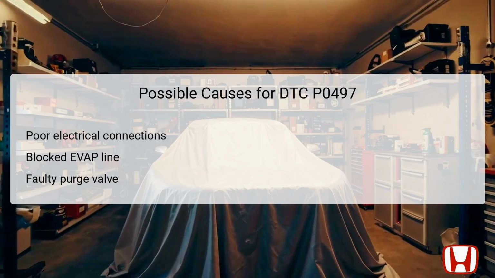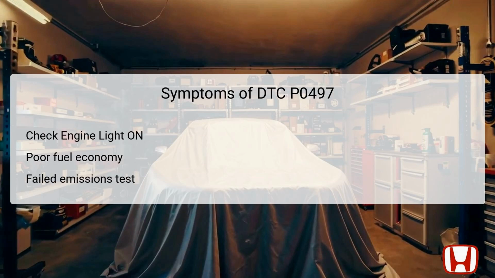Each of these issues not only affects the system's functionality, but also the overall performance of the vehicle. Identifying these exact causes is crucial in resolving the DTC and ensuring environmental compliance. When DTC P0497 is triggered, drivers may notice various symptoms. The most immediate is a check engine light illuminating on the dashboard, alerting the driver to an emission issue.